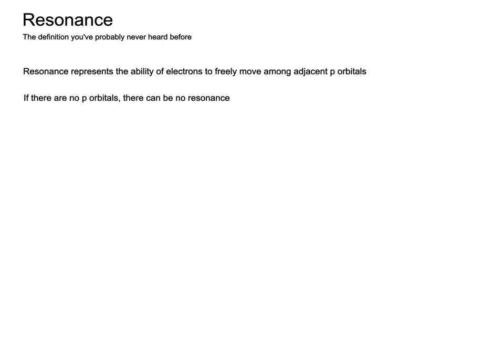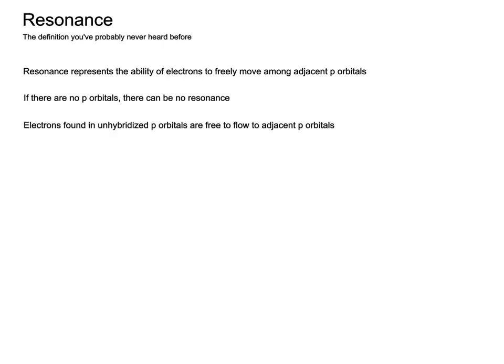Let's first start off with the definition of resonance. And I'm going to give you a definition that you've probably never heard before because I haven't come across anybody else teaching it this way. Resonance represents the ability of electrons to freely move among adjacent p orbitals. If there are no p orbitals, there can be no resonance.